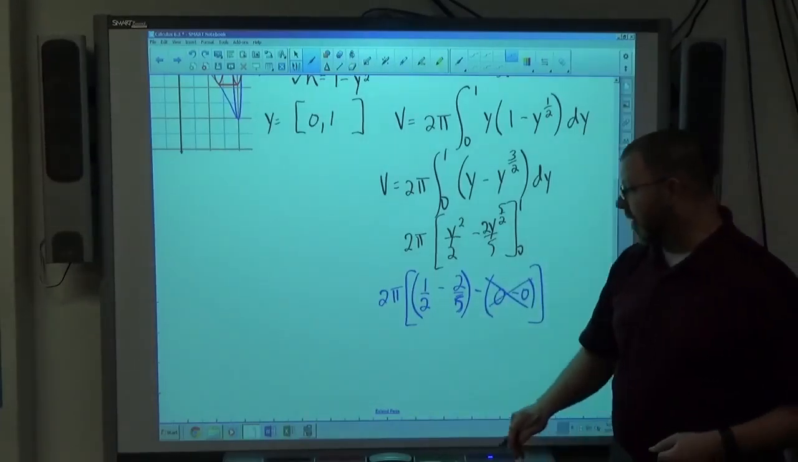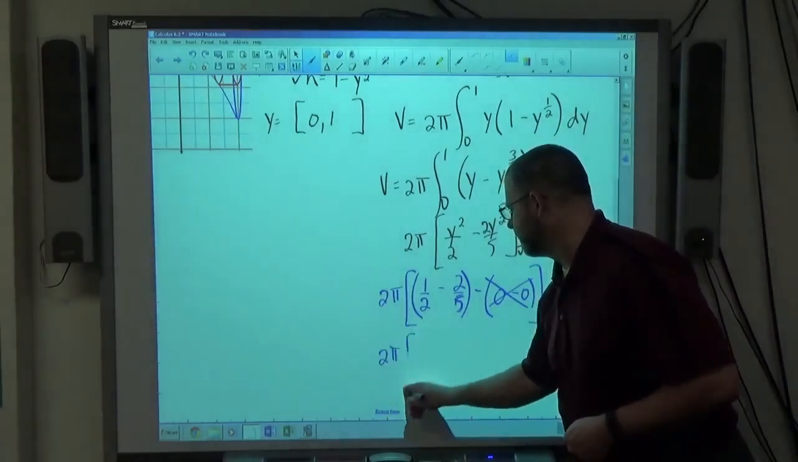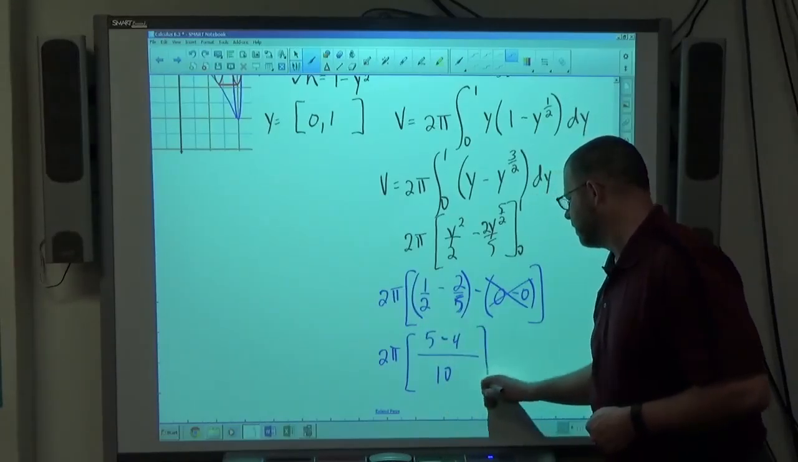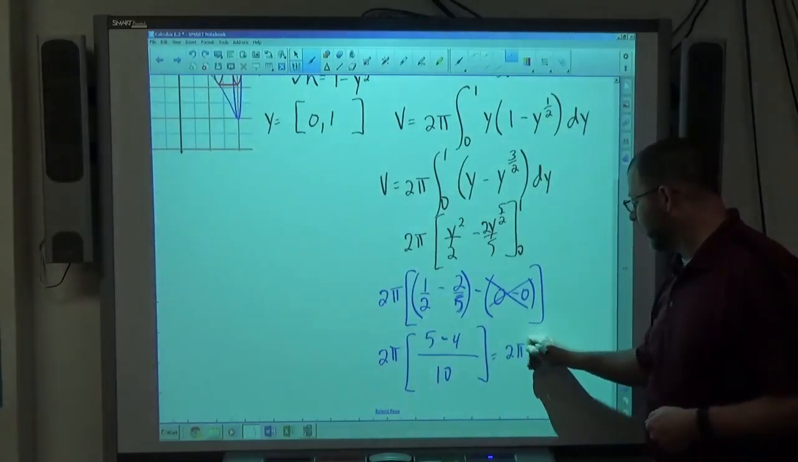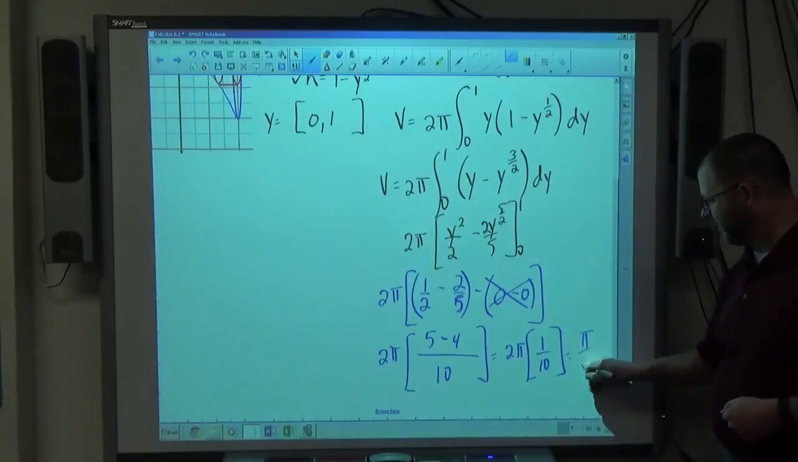All right, common denominator of 1/2 and 2/5 is 10. So if I get a common denominator of 10, that's going to be 5/10 minus 4/10, which makes 2 pi times 1/10, which makes pi over 5.